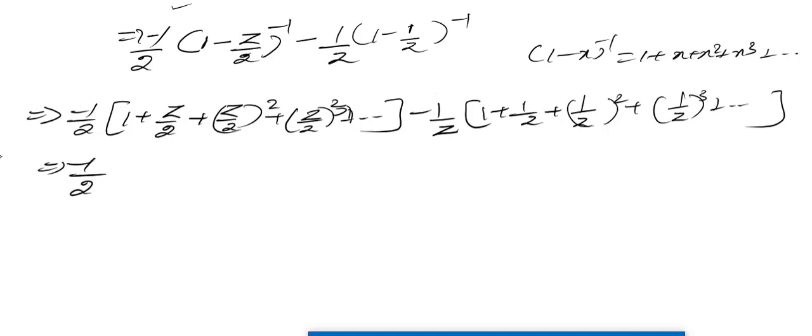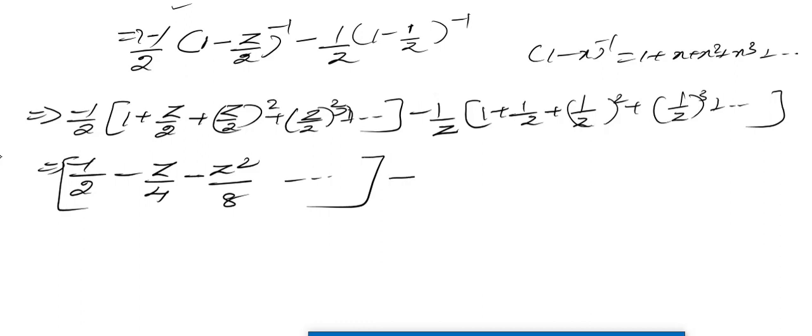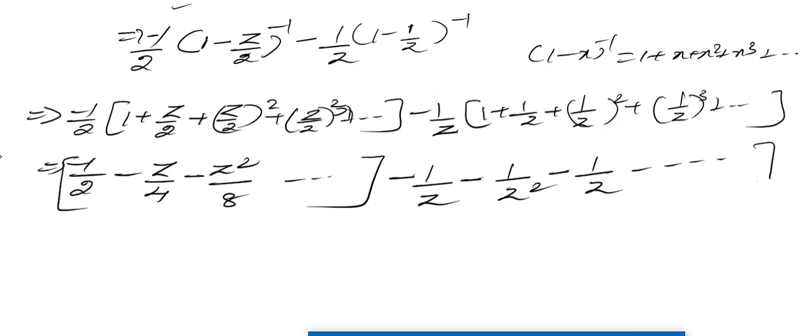So it's 1 by 2 minus 1 by 2 minus z by 4, actually minus z square by 2 square, which is 4, 4 into 2 is 8, and it keeps on going. Similarly, I am multiplying this minus 1 by 2, giving minus 1 by z minus 1 by z square, minus 1 by z square into z, 1 by z cube, and it keeps on going, right?